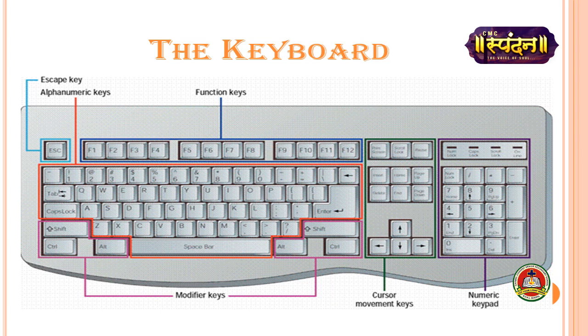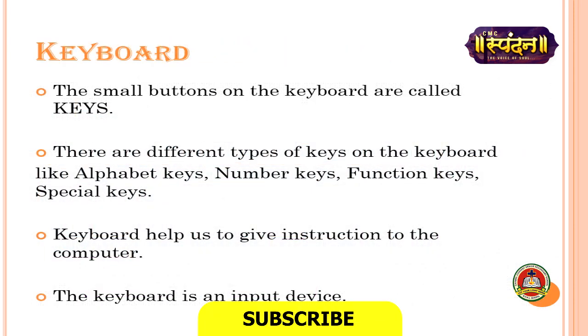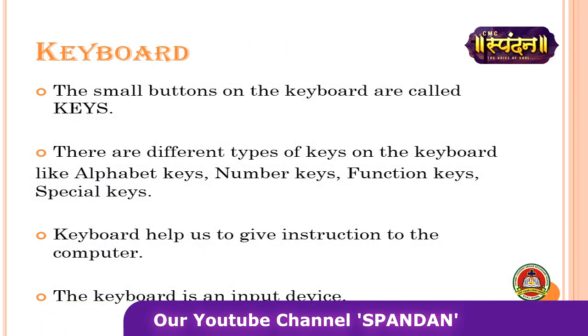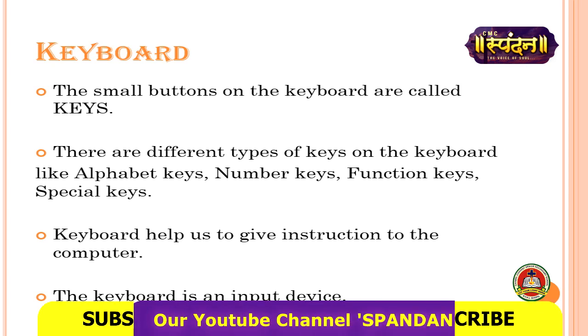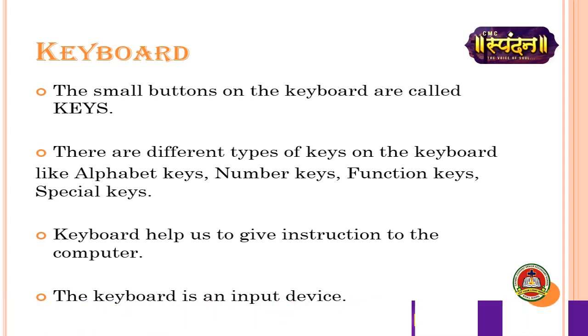So here we have studied that the small buttons on the keyboard are called keys. Keys are of different types on the keyboard, that is alphabet keys, number keys, function keys and special keys. The keyboard helps us to give instructions to the computer, and the keyboard is an input device because whenever we are giving any instruction to the computer, we call that device an input device. So that's why the keyboard is an input device.